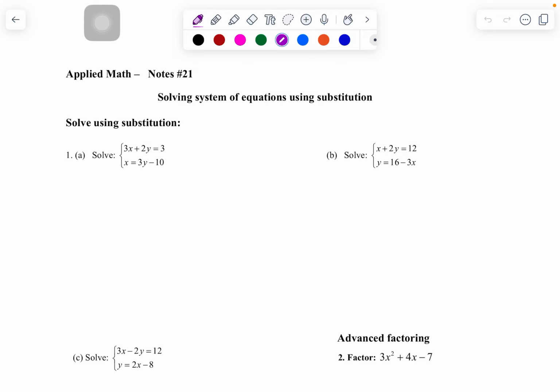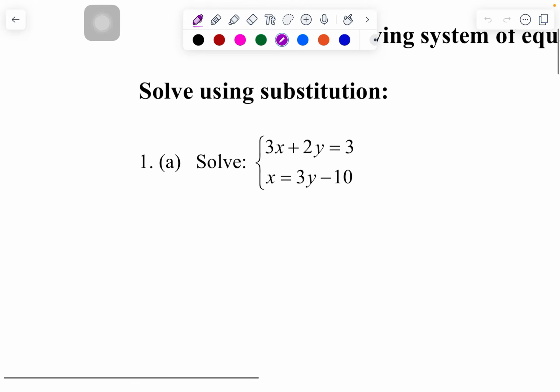Okay, for notes 21, we are going to start solving systems of equations, specifically using a method called substitution. So first of all, what is a system?